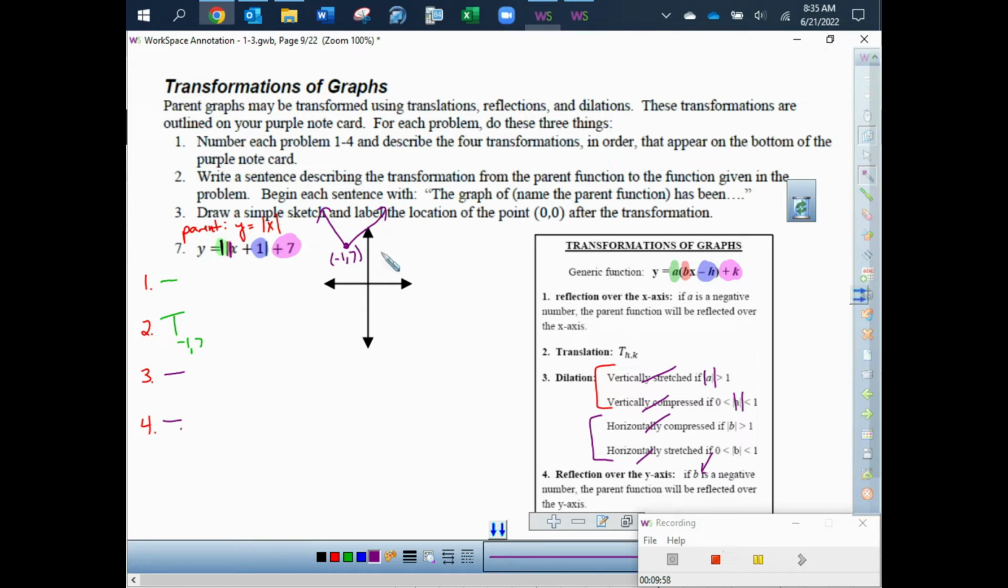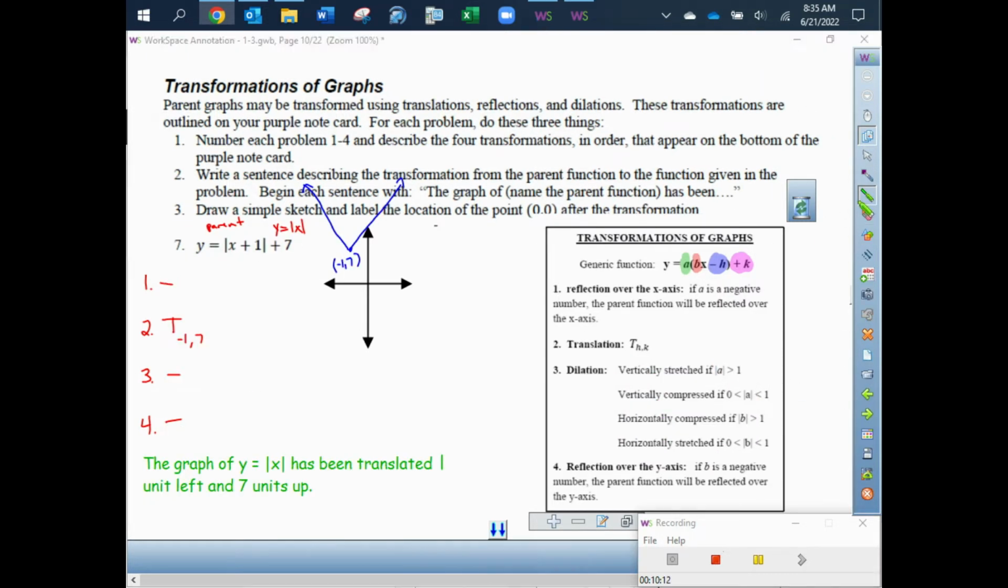So this is this guy, and the last thing we'll do is write a sentence. Here's how we'll start our sentence. We'll start every single sentence to describe what has happened. Say, the graph of. The graph of, and then whoever the parent function is, we're going to list that right here. The graph of y equals absolute value of x. So every one of our sentences today starts with the graph of parent. It's not always going to be this guy. It just depends on who the parent function is.